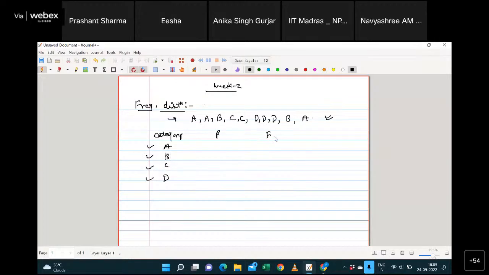Before frequency, if you remember, ma'am has taught about tally marks. So you can also consider that. Tally marks show how many times A occurs: 1, 2, 3. So I can draw the tally marks. Similarly for B, listing the distinct values with their frequency.